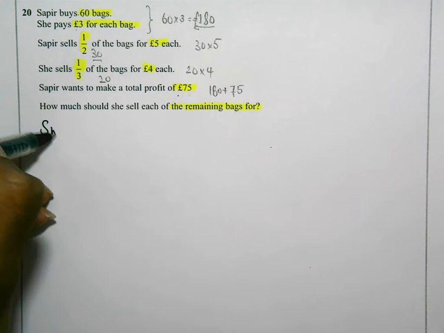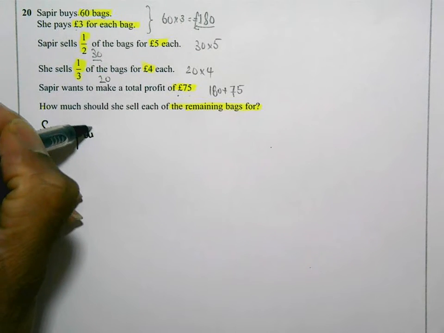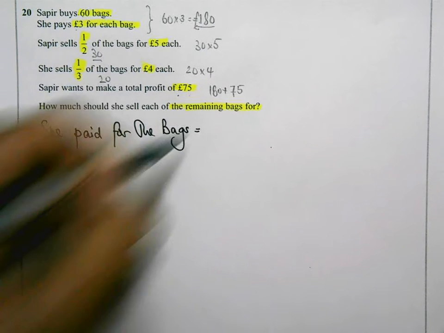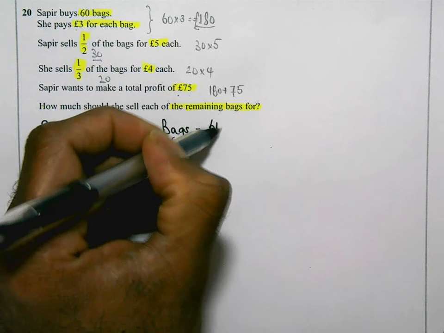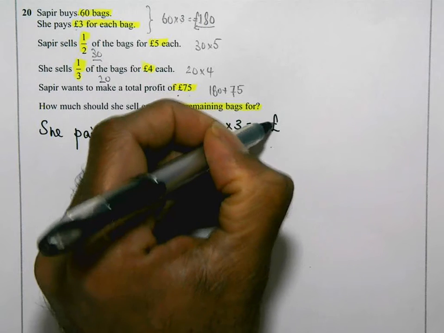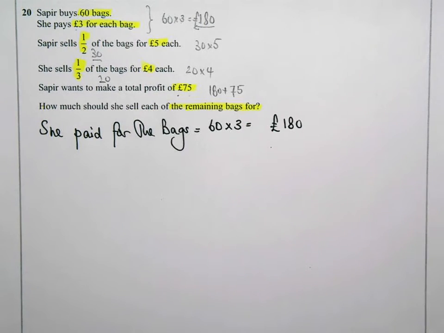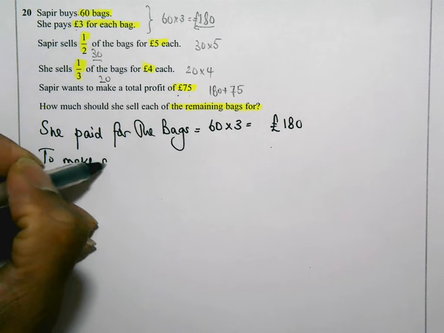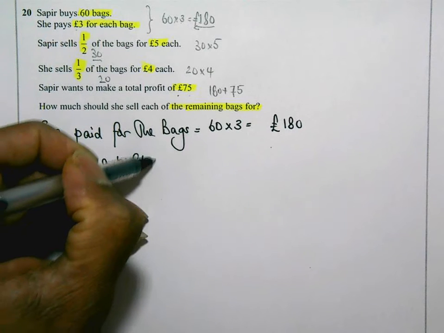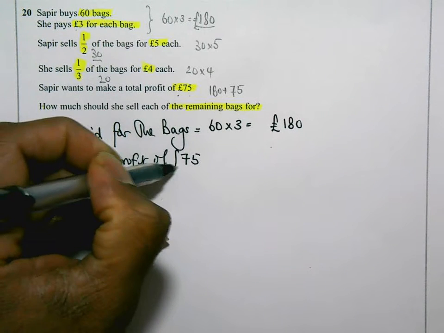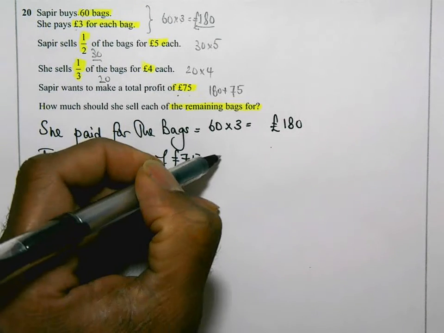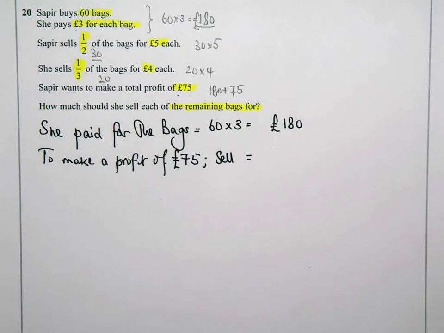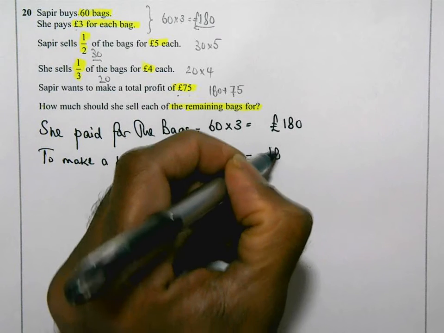She paid for the bags. Okay, so how much did she pay for the bags? 60 times 3, which is £180. Okay, to make a profit of £75, if she wants to make a profit of £75, she needs to sell how much? 180 plus 75.